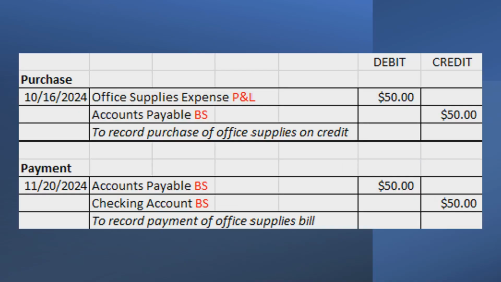Let's look at an example of purchase and payment entries. When office supplies are purchased on credit for $50, the entry would be debit office supplies $50 and credit accounts payable $50. Once the payment is made, the entry would be debit accounts payable $50 and credit checking account $50, reflecting the payment made to settle the outstanding liability.